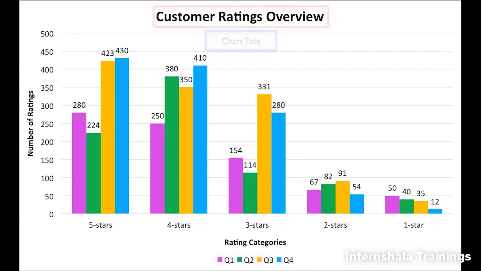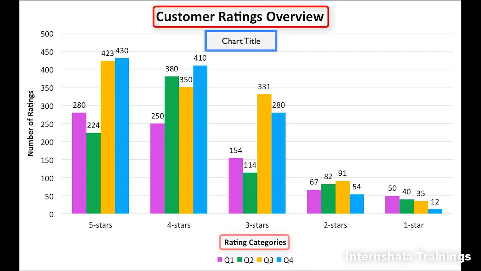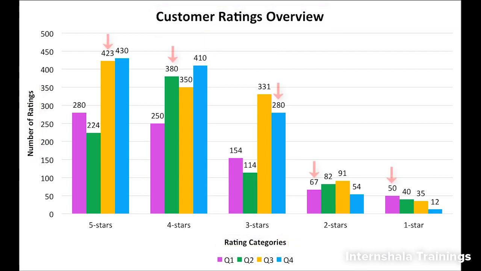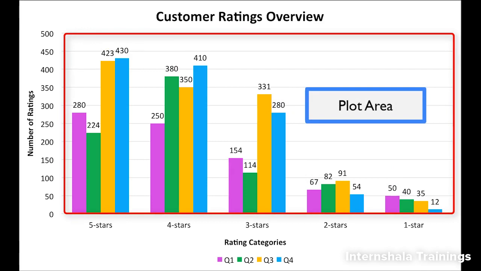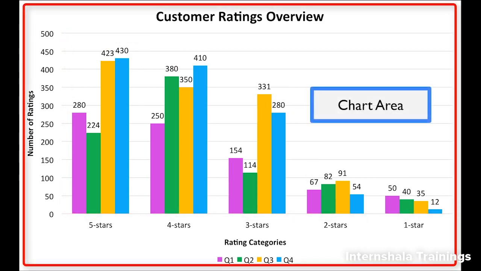This chart consists of a chart title along with horizontal and vertical axis titles. These numbers on top of each column are called value data labels because they show the exact value of each column, which is helpful when the scale is hard to read. Now the area our values are plotted on is known as the plot area, while the entire chart, including its elements, is known as the chart area.